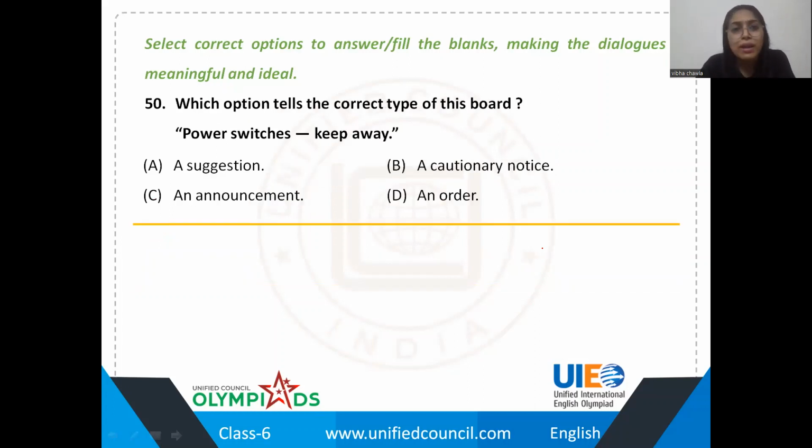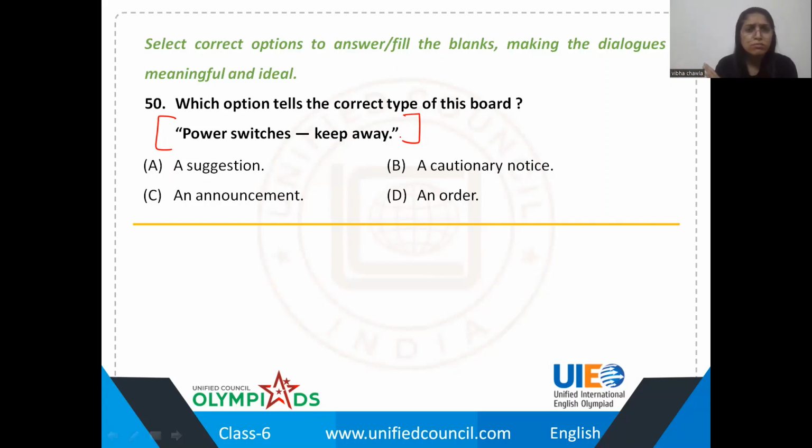Then the last and the final question. Which option tells the correct type of this board? On a particular board, this thing is written. Power switches. Keep away. Keep away means don't come near this thing, or go away, or stay away from this particular thing or people. Keep away. So power switches, keep away. Which type of board is this?